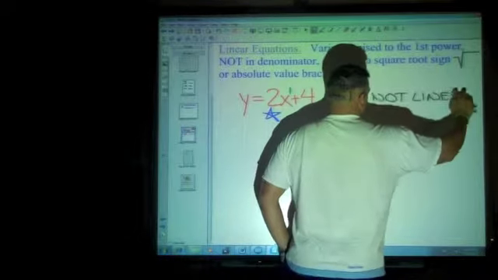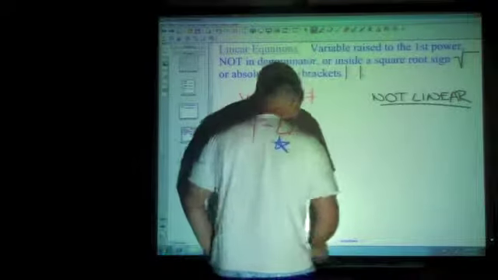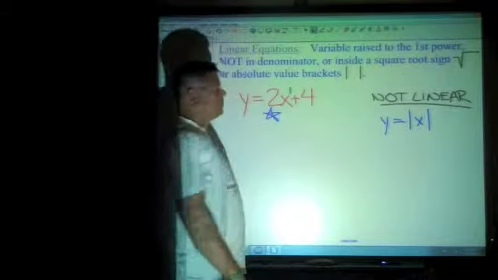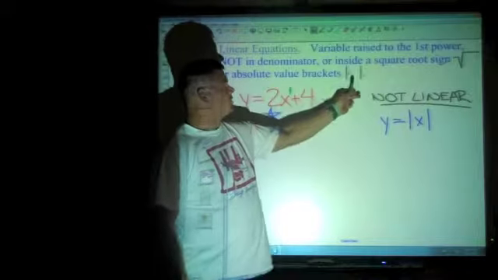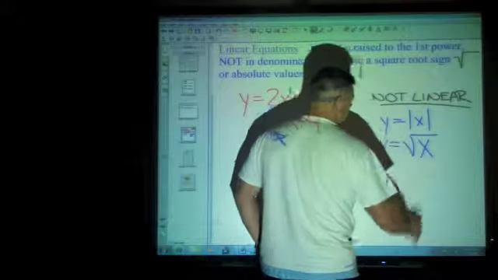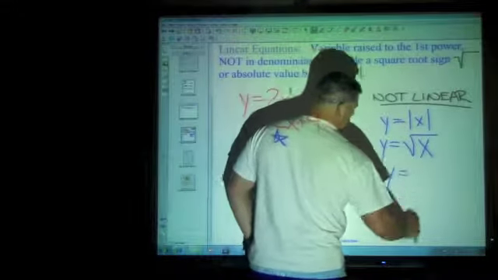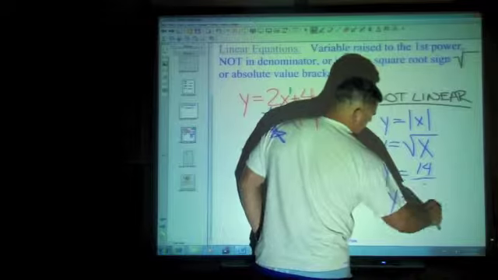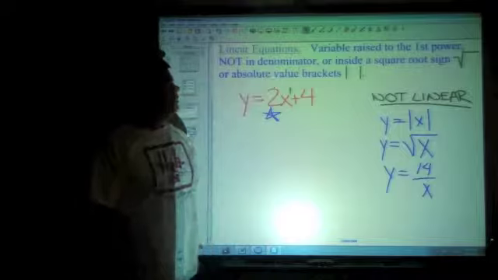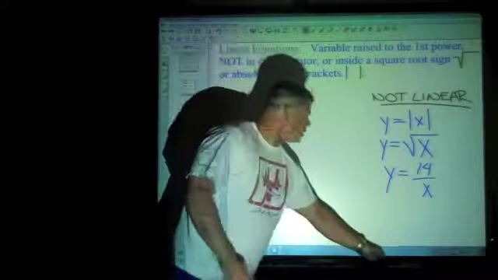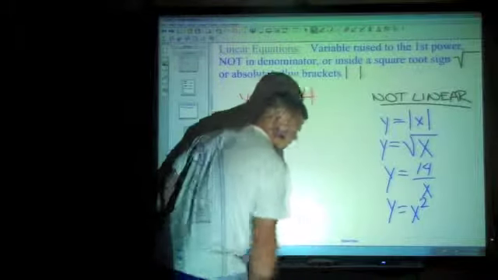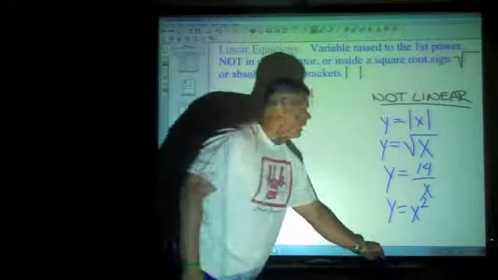Just as a couple examples, not linear. Y equals the absolute value of x. That would not be a linear equation because the variable's inside the bracket. Y equals the square root of x. That would not be okay. Y equals 14 over x. So those would not be what we would consider to be linear. Or y equals x squared. Because now you have an exponent of 2, and that's not allowed.